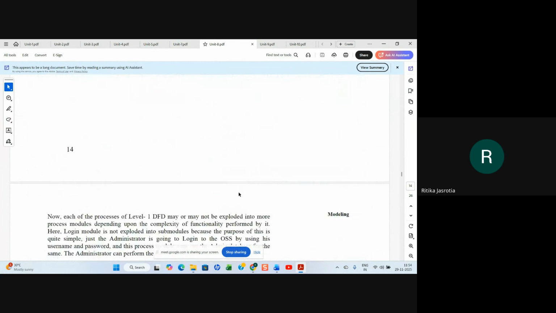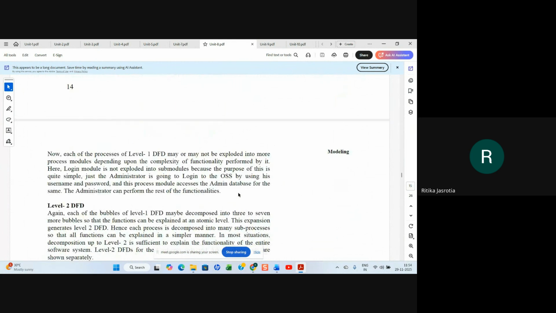Leveling the DFD was also there. I'm just seeing where it is.